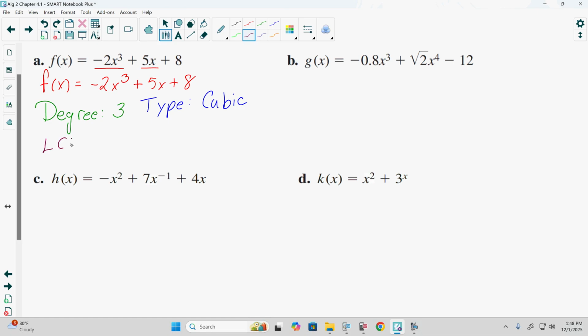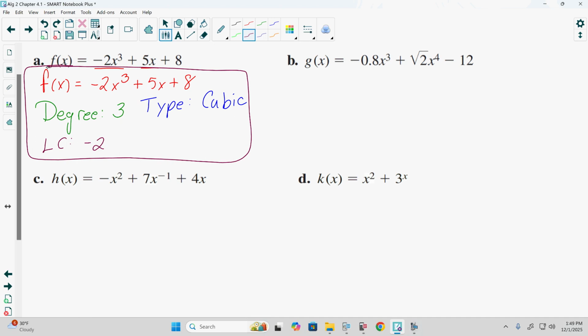Any questions on this here before we find the leading coefficient? I abbreviate it as LC. And what would the leading coefficient for this here be? The leading coefficient is the number in front of the variable with the biggest exponent. Negative 2. So looking at A, is there any questions on how we write it in standard form? Find the degree, type, and leading coefficient.